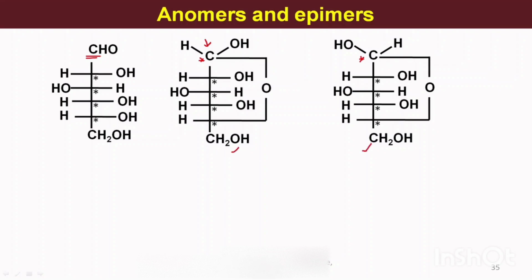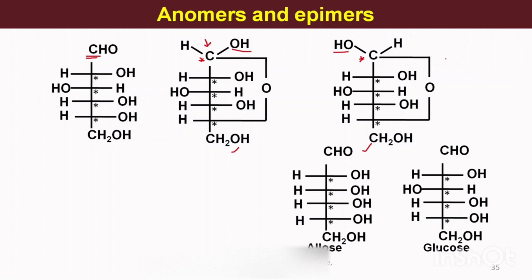So for example, alpha D-glucose and beta D-glucose are anomers. In cyclic form, one has OH on the right side and the other has OH on the left side, so the optical rotation will be different for both isomers. Similarly, alpha D-mannose and beta D-mannose are anomers. Epimers. A pair of near identical stereoisomers or diastereomers that differ only at any one chiral carbon. That is, in the example we have discussed, glucose and galactose, glucose and mannose are epimers.